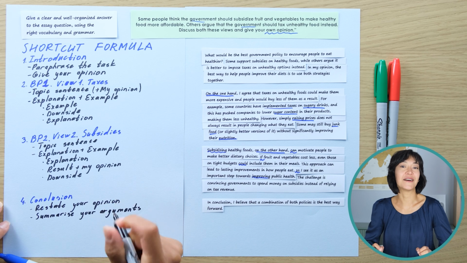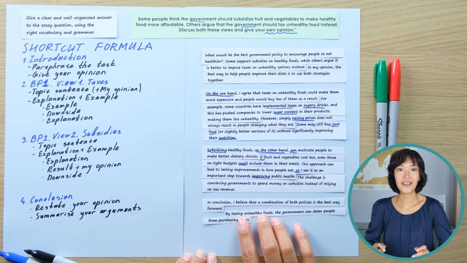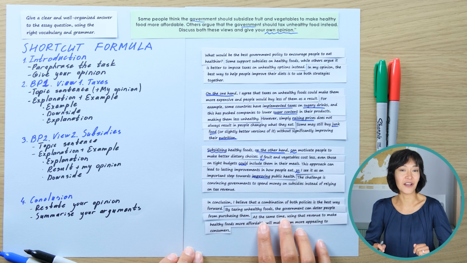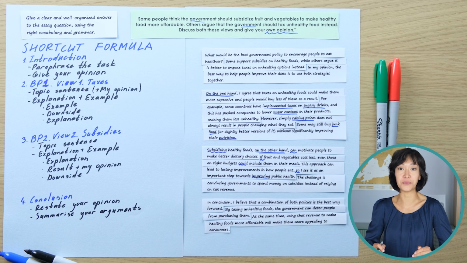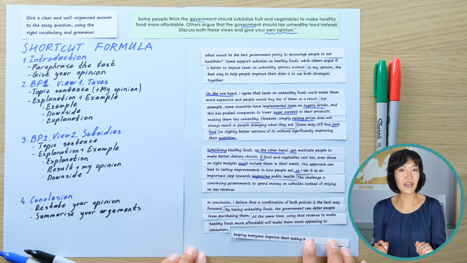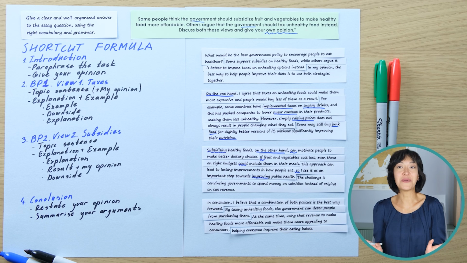And now we need to summarize the arguments from body paragraphs. By taxing unhealthy foods, the government can deter people from purchasing them. And the second view? At the same time, using that revenue to make healthy foods more affordable will make them more appealing to consumers. And finally, let's link it back to the big idea of improving public health we started our essay with. Helping everyone improve their eating habits. Now, our opinion is clear and we've answered the essay question in full.